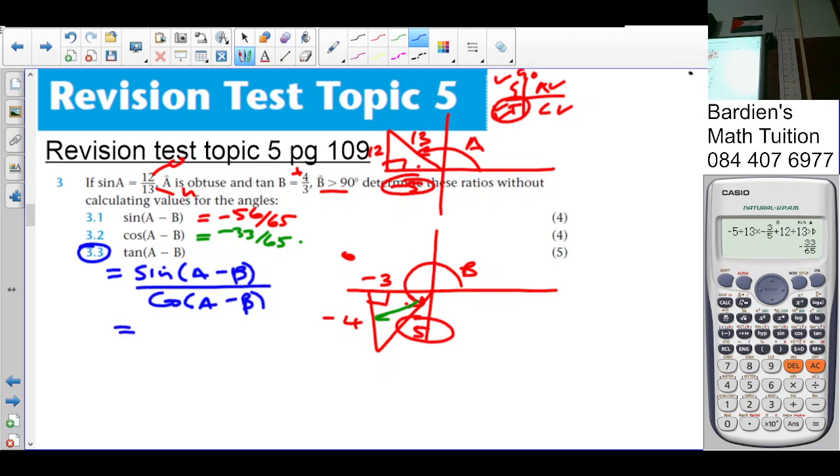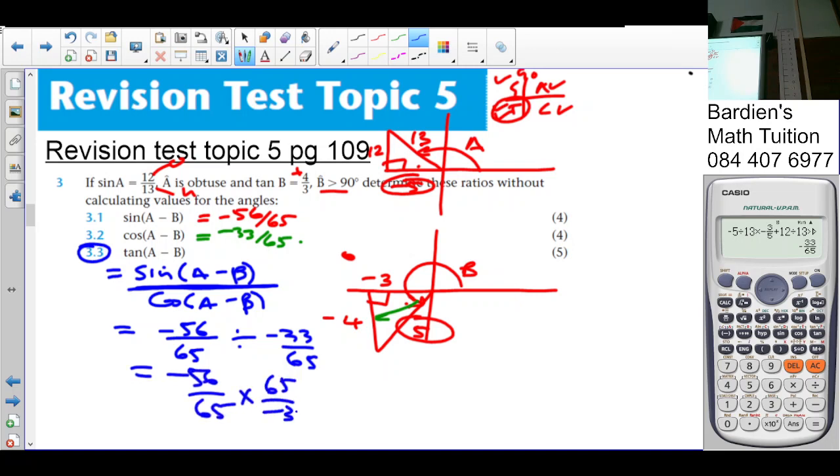So sine of A minus B is negative 56 over 65. That means divided by cos of A minus B, which is negative 33 over 65. Which is now negative 56 over 65 times 65 over negative 33. That cancels, leaving you with 56 over 33. Any confusion here? Again, look down.